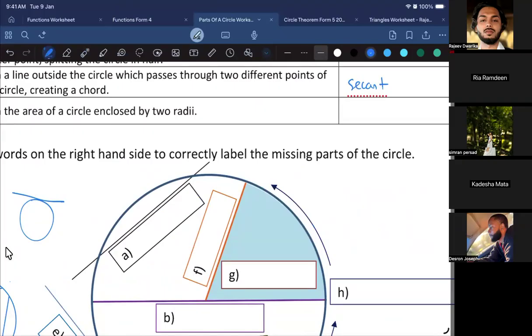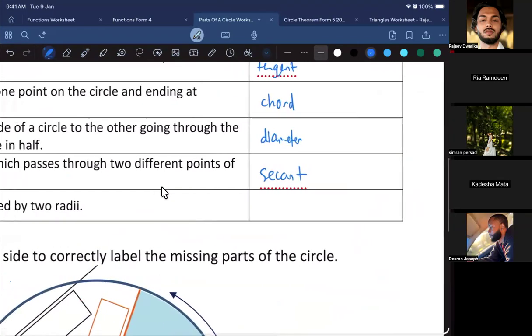Simran, if you're talking, I can't tell you. A sector. Yeah.